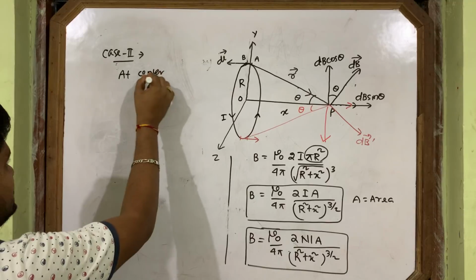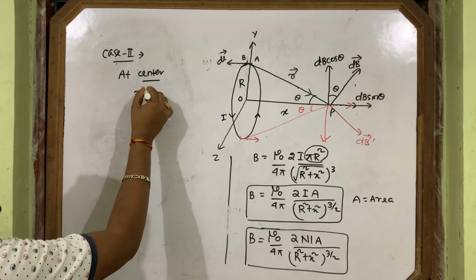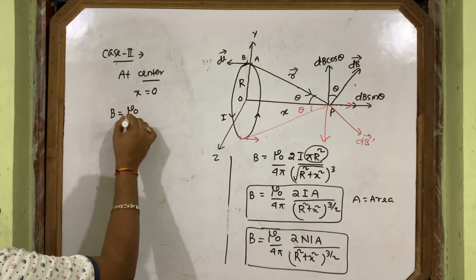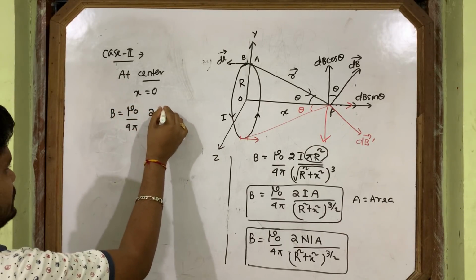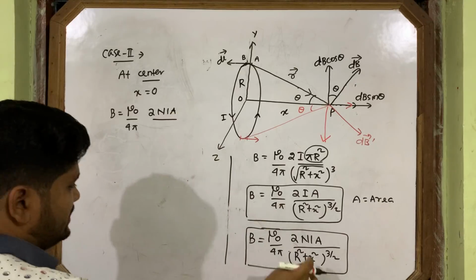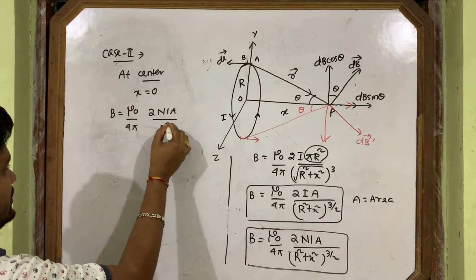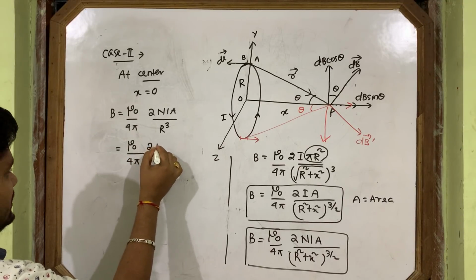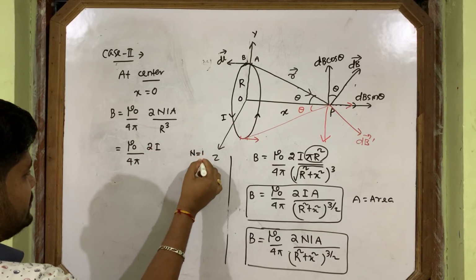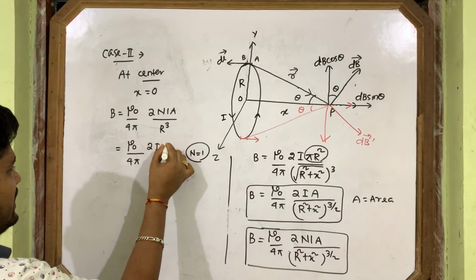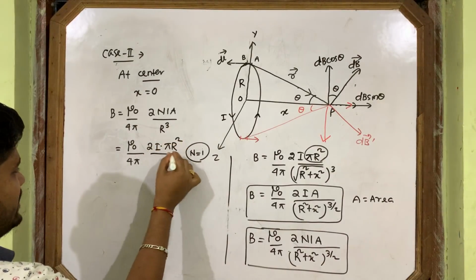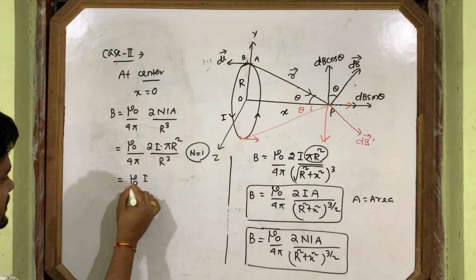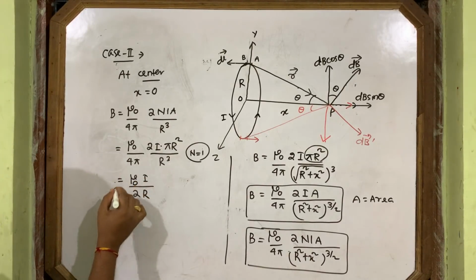At center, what is the value of x? It is 0. Put it here. What will we get? Mu naught by 4 pi into 2 pi n I a squared by r cubed. But for one term, I will take n equal to 1, only one term, and put the value of a as r. So r squared by r cubed. In shortcut, it will cancel everything, and we get mu naught I by 2r.